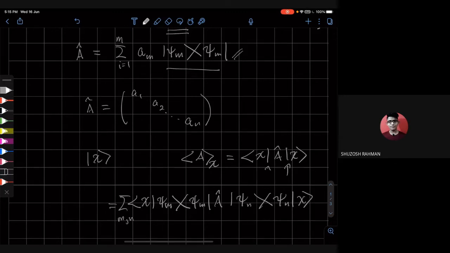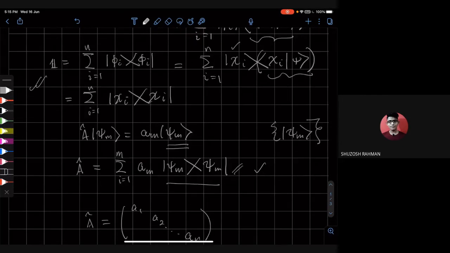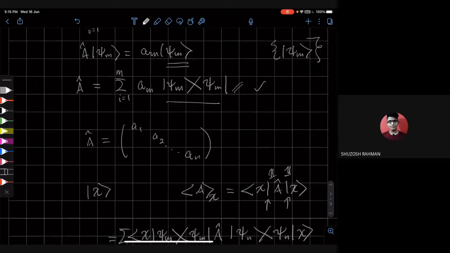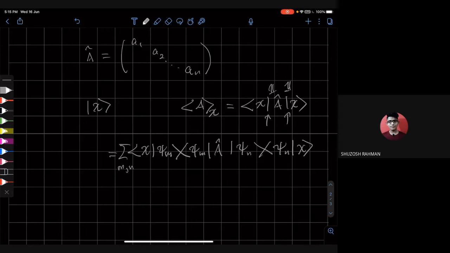I'm not inserting the identity twice here. The identity is here and the identity is here, and I'm using this thing twice. So having used this, now A is acting on... we know how A acts on its eigenbasis, but we don't really know how A acts on chi. So this is basically a shortcut to figure that out.